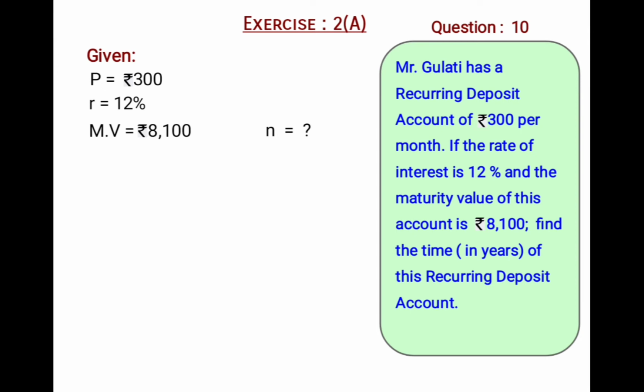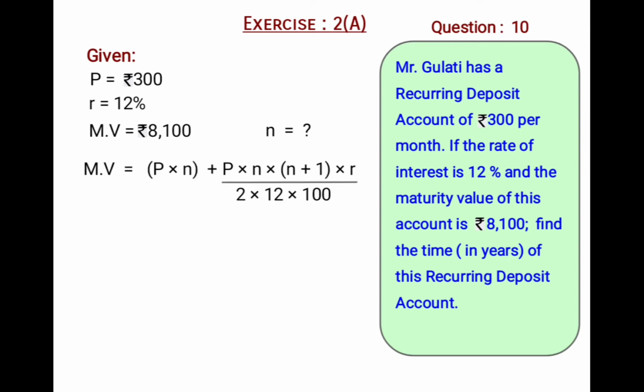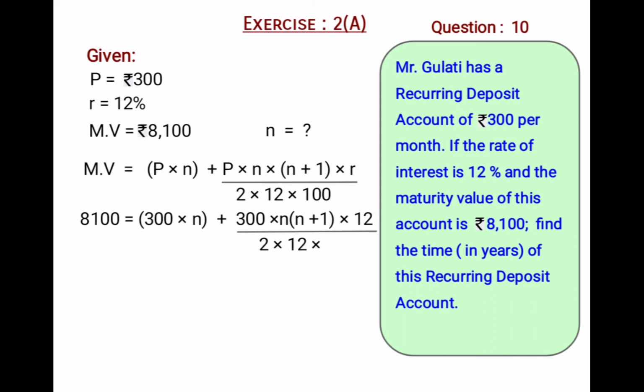Therefore, we know the MV formula. MV is equal to P into n plus P into n of n plus 1 into R whole divided by 2 into 12 into 100. Now I am going to substitute the values of P, R and MV. 8,100 is equal to 300 into n plus 300 into n of n plus 1 into 12 whole divided by 2 into 12 into 100.